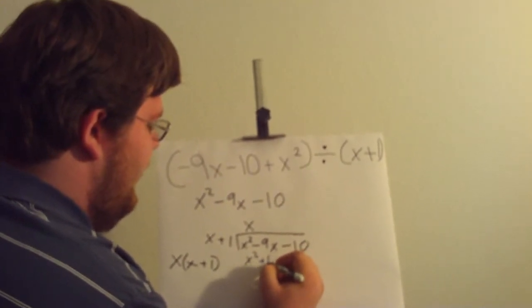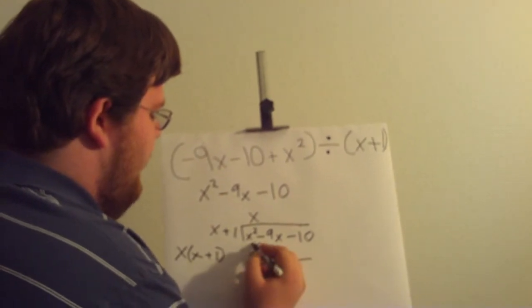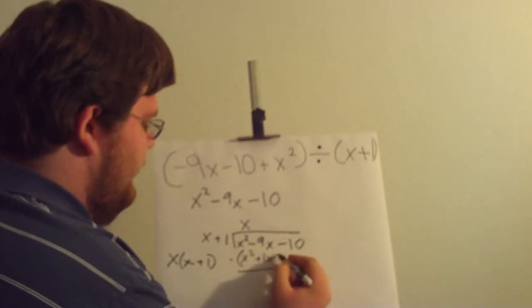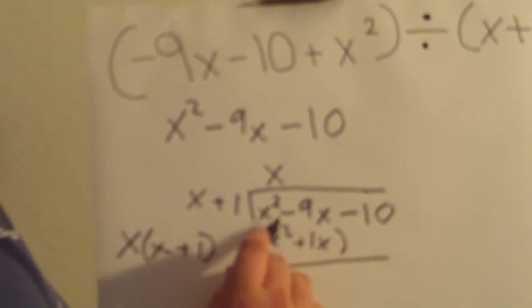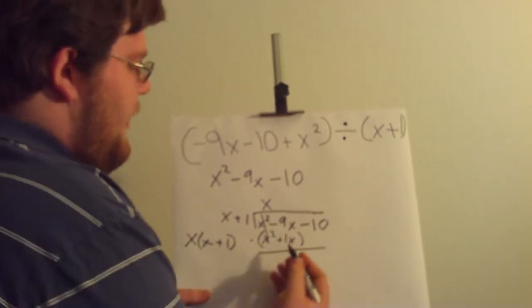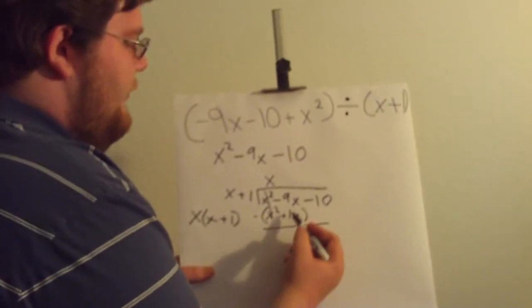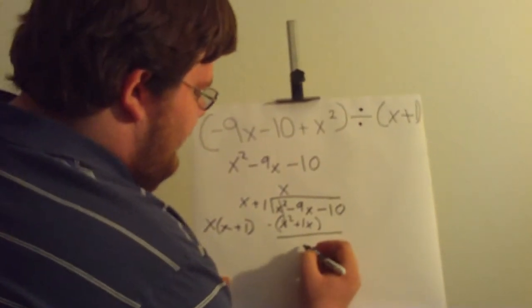So our answer, to subtract this from, will be x squared plus 1x. Now remember, we're subtracting this. So x squared minus x squared cancel out. Now we have negative 9x minus 1x. This will become a negative 10x.